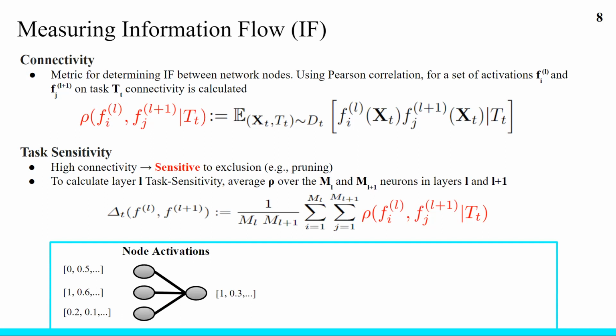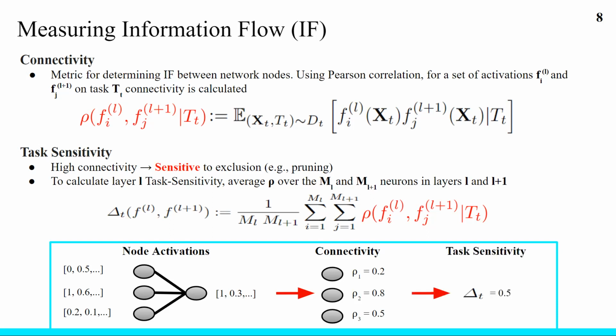To visualize this briefly, going back to the idea of activations, if we have some set of data that we're calculating the task sensitivity for, we start off with the activations that we receive when we run the data through the network. And then by calculating these correlations with each pair of neurons, we get different connectivity values for each of those nodes or neurons. And then to get the task sensitivity of that layer, you average over each of those neurons' connectivities.